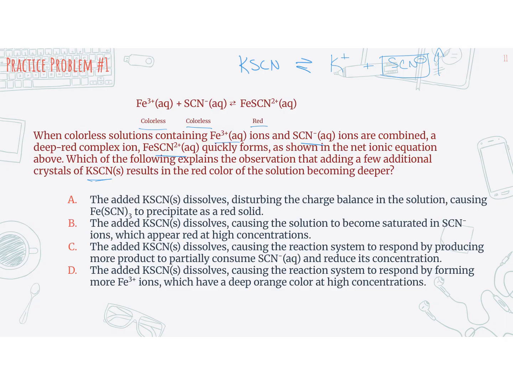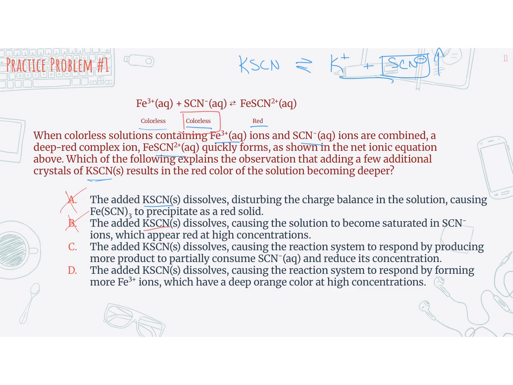It says adding the KSCN dissolves, which does happen, disturbing the charge balance in the solution, causing FeSCN3 to precipitate as a red solid. We look here in our description, it says nothing about precipitation, so this one really cannot be our answer because we're not seeing any sort of precipitation. All we see is that the color gets darker. In this one, it says the added KSCN dissolves, causing the solution to become saturated in SCN minus, which appears red at high concentrations. But if we look here, we've been told SCN is colorless, so this one can't be true either because SCN minus is not red.